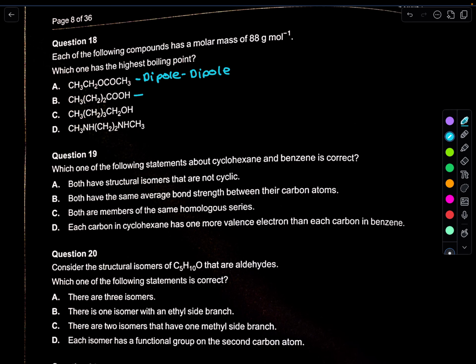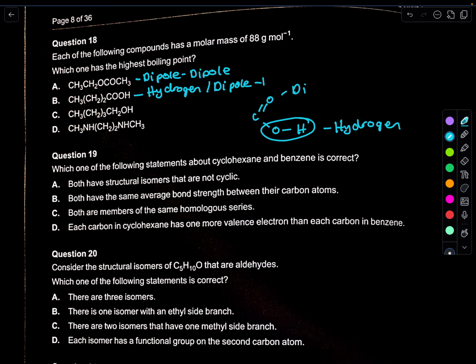Okay, this one over here looks like a carboxylic acid. So straight away you can see at the end it would be a carboxylic acid. Now, a carboxylic acid has an OH here. This forms hydrogen bonding, the strongest hydrogen bonds, but also this COO forms dipole to dipole too. So this one has both of them: hydrogen bonding and dipole to dipole. Okay. Next one.